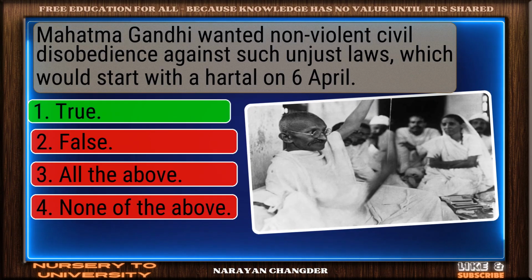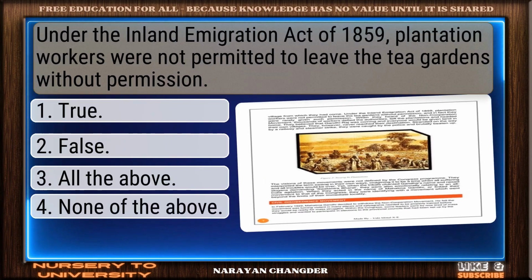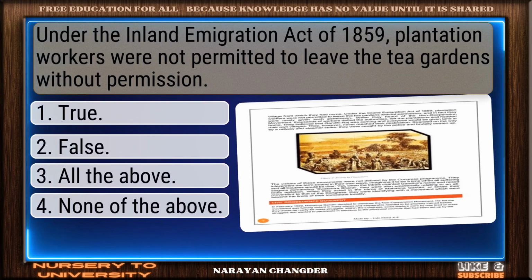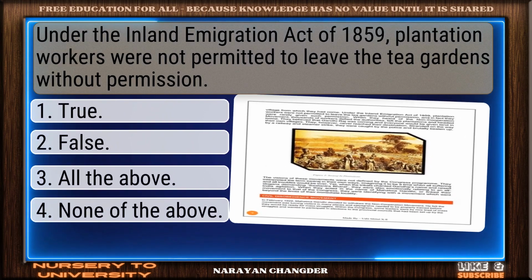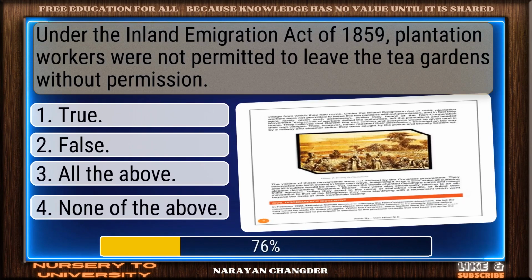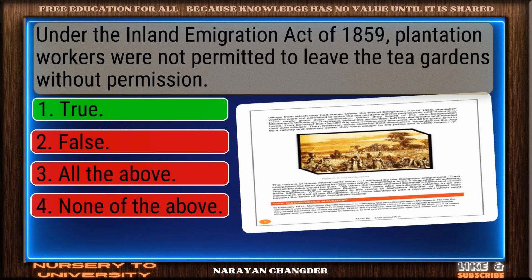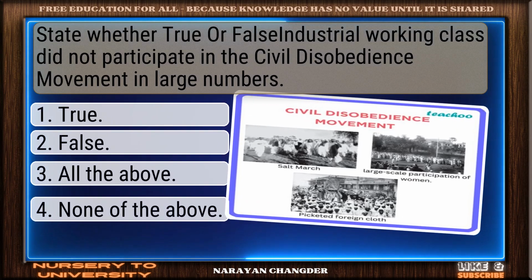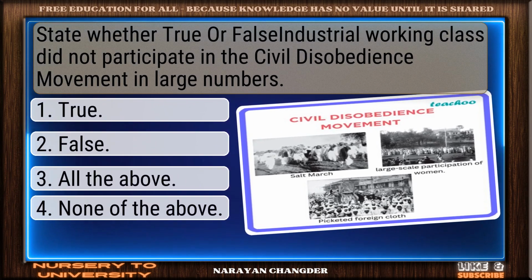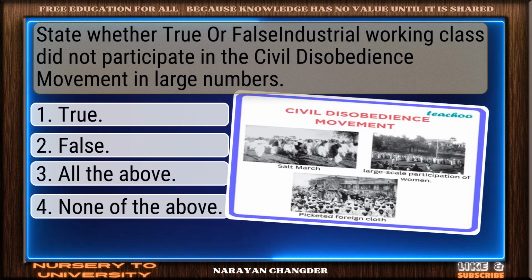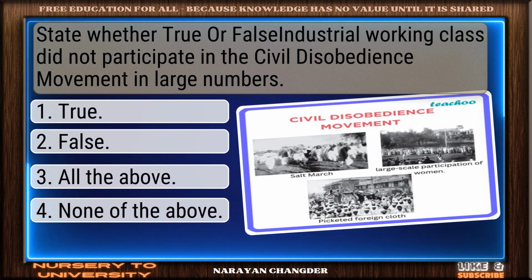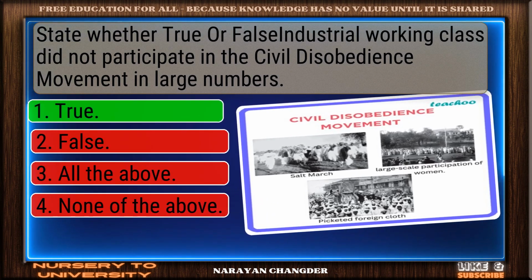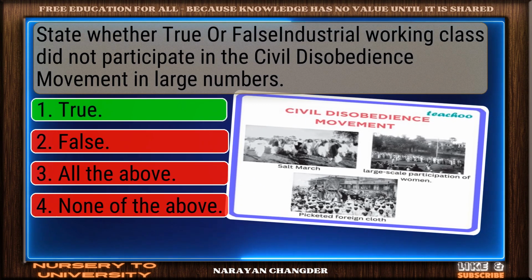Well picked. True is correct. Under the Inland Emigration Act of 1859, plantation workers were not permitted to leave the tea gardens without permission. Smart pick. True is correct. State whether true or false: industrial working class did not participate in the civil disobedience movement in large numbers. Correct response. True is accurate.